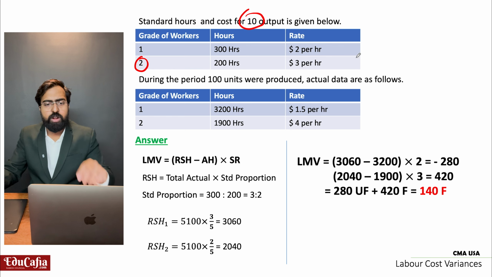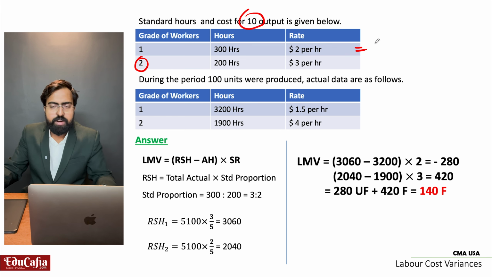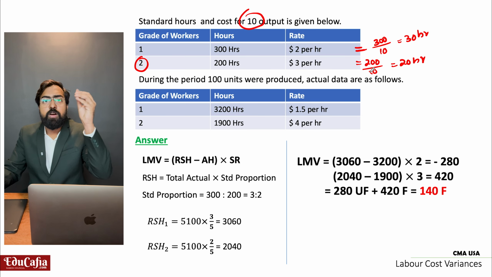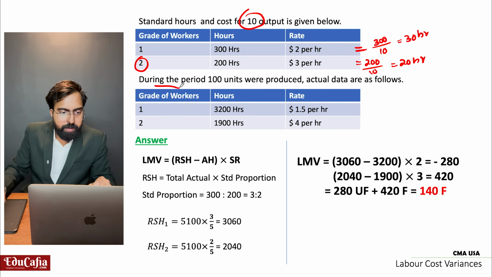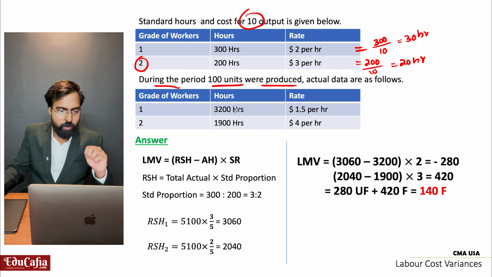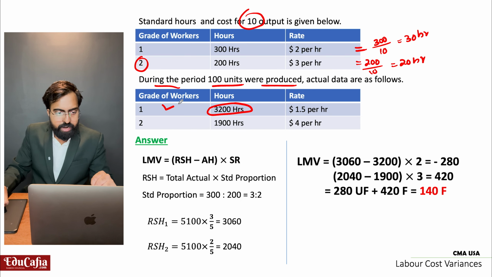Then for one output, how much? Simple. 300 is for 10 outputs, so 300 divided by 10 is 30 hours. Here 200 divided by 10 is 20 hours. So 30 hours and 20 hours are required for one output. During the period, 100 units were produced. For 100 units, 3200 hours for first grade, and for second grade, 1900 hours were used.